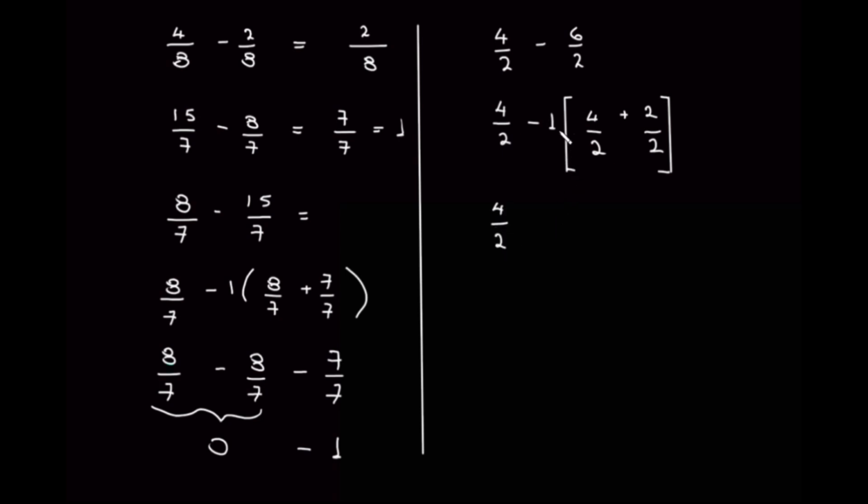4/2. 1 times that is that, which is 4/2. That is positive, that is negative. The signs are not the same, so that is negative. 1 times that is the same, 2/2. That's positive, that's negative, so the sign is negative. Those counts are the same, so that becomes 0, and we're left with negative 2/2. Those numbers are the same, so it is 1.